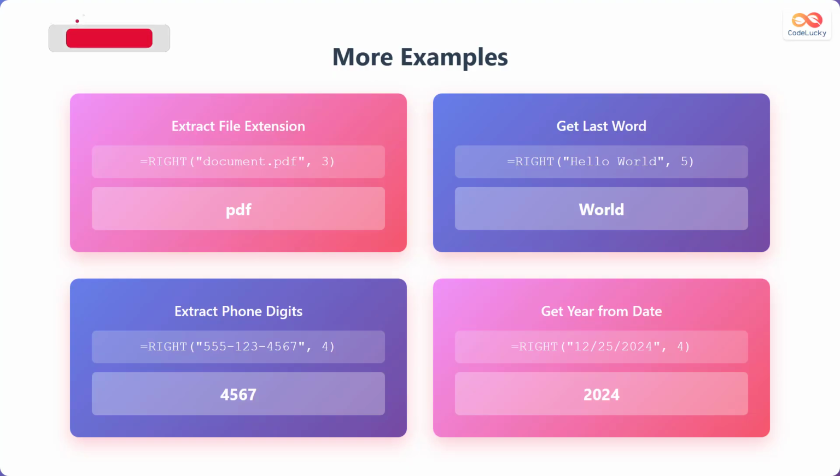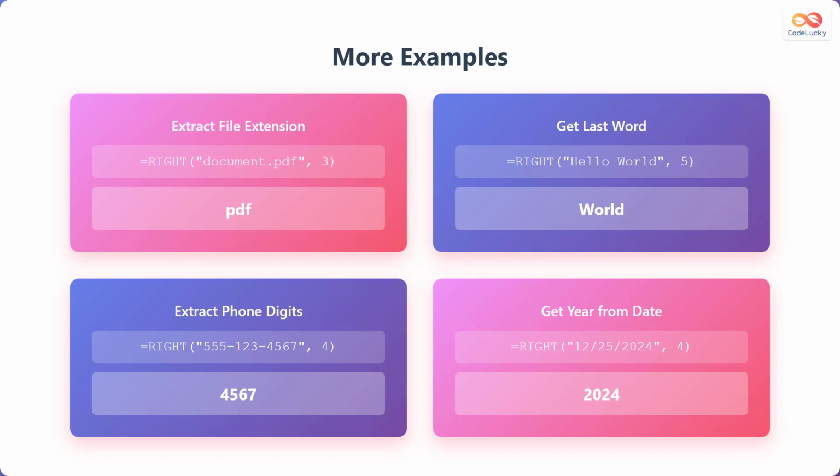Let's explore more examples of how to use the RIGHT function. In the first example, we are extracting the file extension from the text document.pdf using the formula equals RIGHT, open parenthesis, "document.pdf", 3, close parenthesis, which returns PDF. In the second example, we are getting the last word from the text hello world using the formula equals RIGHT, open parenthesis, "hello world", 5, close parenthesis, which returns world.